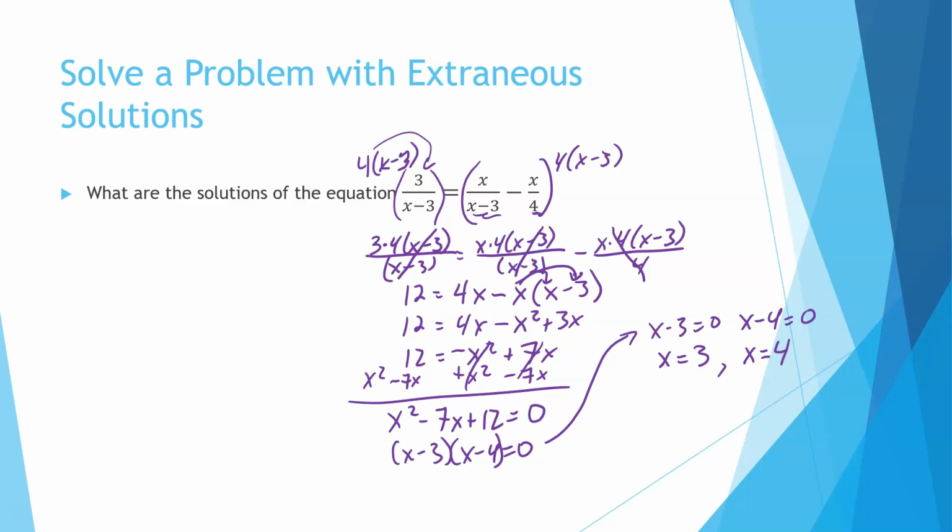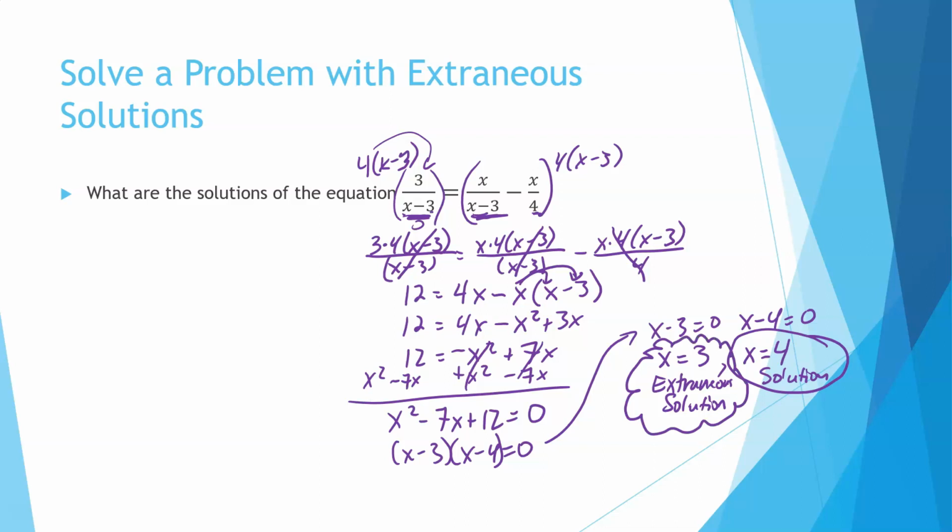Okay? So again, I have two answers, but my last step, this is the new piece, I have to plug them back in. So if I plug 3 back into my original, I would get 3 minus 3 in the denominator, which is 0. So 3 is an extraneous solution. Okay? 4, I have to check that. 4 minus 3, that's okay. So my solution is x equals 4. My extraneous solution is x equals 3.